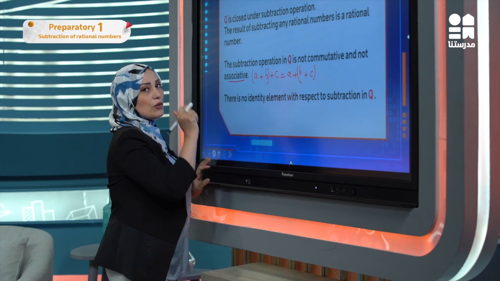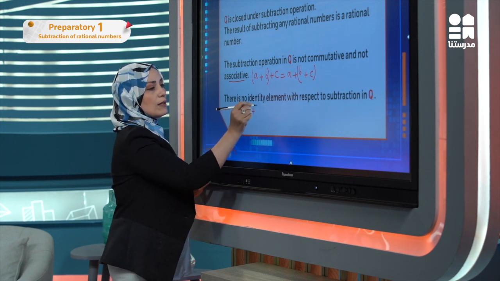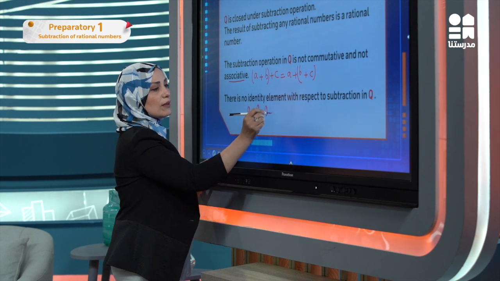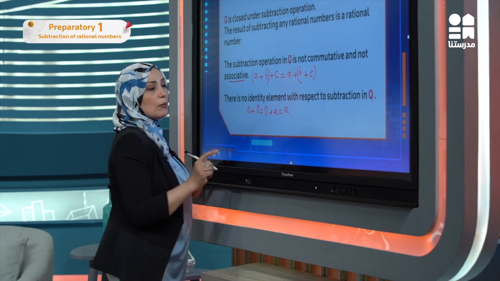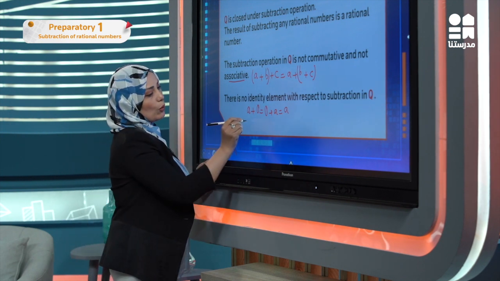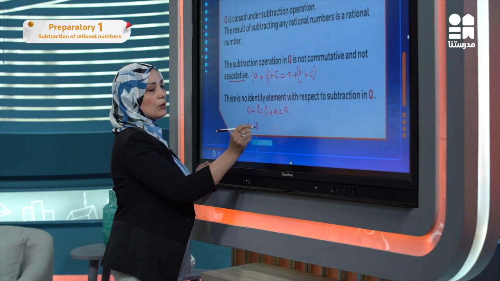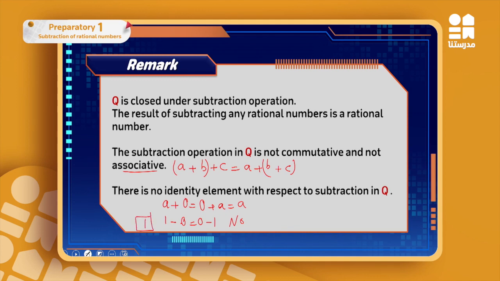Here we have: there is no identity element with respect to subtraction in Q. It was 0 in addition. A plus 0 equals 0 plus A, which is A. But in subtraction, let me give you 1 minus 0. Is it equal to 0 minus 1? Of course not. They are not equal. Why? Because 1 minus 0 is 1, and here, 0 minus 1 is negative 1. They are not equal. So in subtraction, we cannot apply the properties. In addition only, we can apply all the properties.